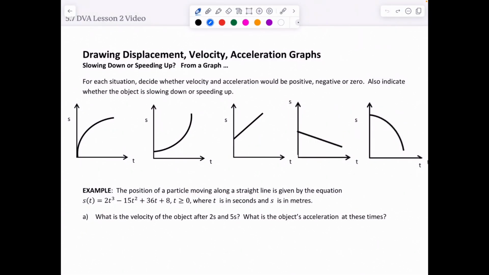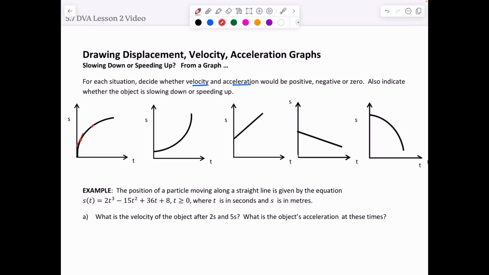Okay, so this is just a quick video to follow up on the concept of speeding up or slowing down, and specifically from a graph. So here we have a bunch of displacement time graphs, and I want to look at whether the objects are speeding up or slowing down. And to do that, I would need to take a look at, is the velocity and acceleration positive, negative, or zero?